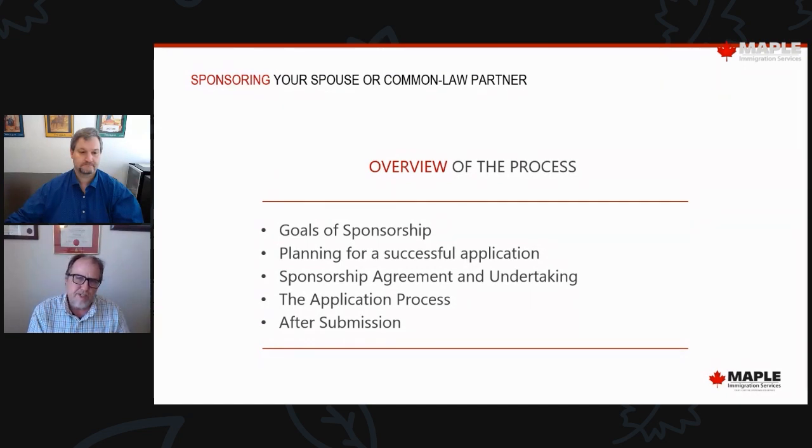Photos of your relationship together, emails between the two of you, texts between the two of you, letters from friends and family that can also attest to the genuineness of your relationship. So that's a huge part of the application. So there's that, and the government forms.